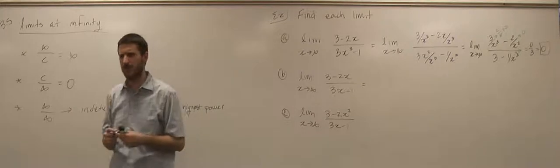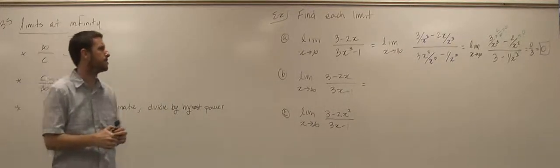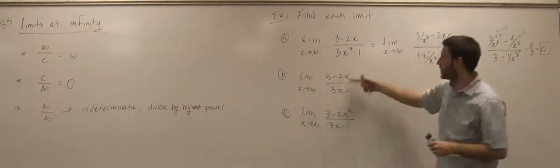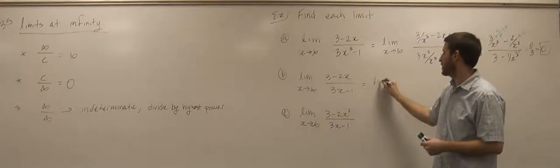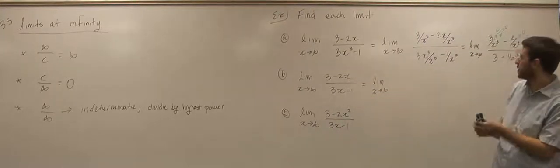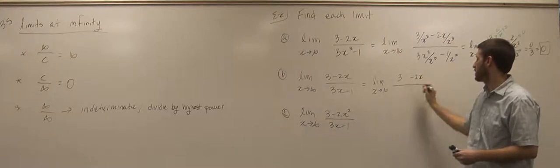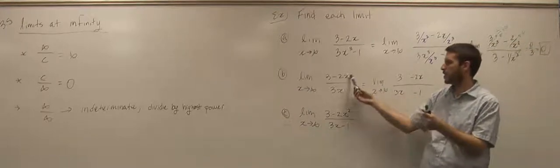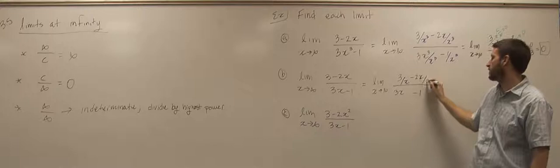Questions about that logic? So what would I divide by here? X. X is the highest power. All right, so you have the limit as x goes to infinity, then everything is divided by an x. So 3 minus 2x, 3x minus 1. Because the highest exponent on any x is 1, I divide by x to the first.